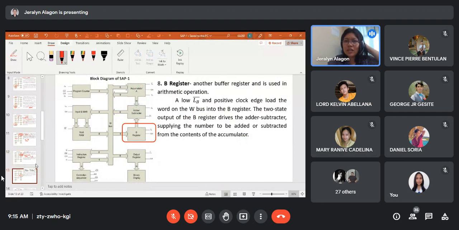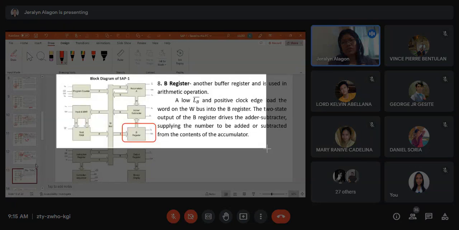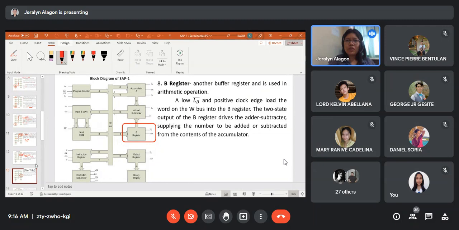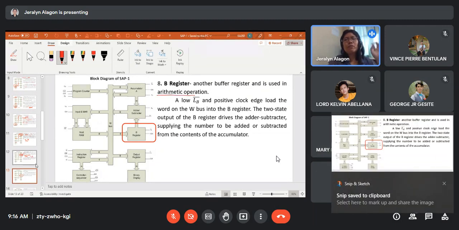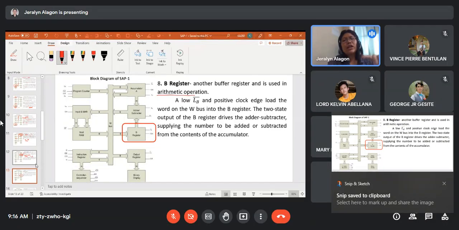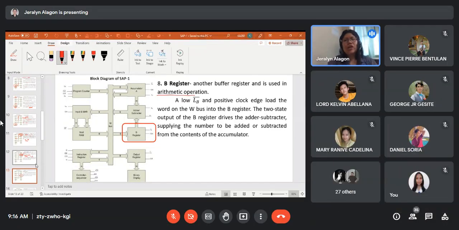Okay, the B register is another buffer register. So whatever is placed in that register is what it receives. For arithmetic operations, like in SAP-1, addition and subtraction are simple. Actually, only addition really takes place. You can perform multiplication and division, but they should be converted into addition processes. The same thing goes for subtraction.